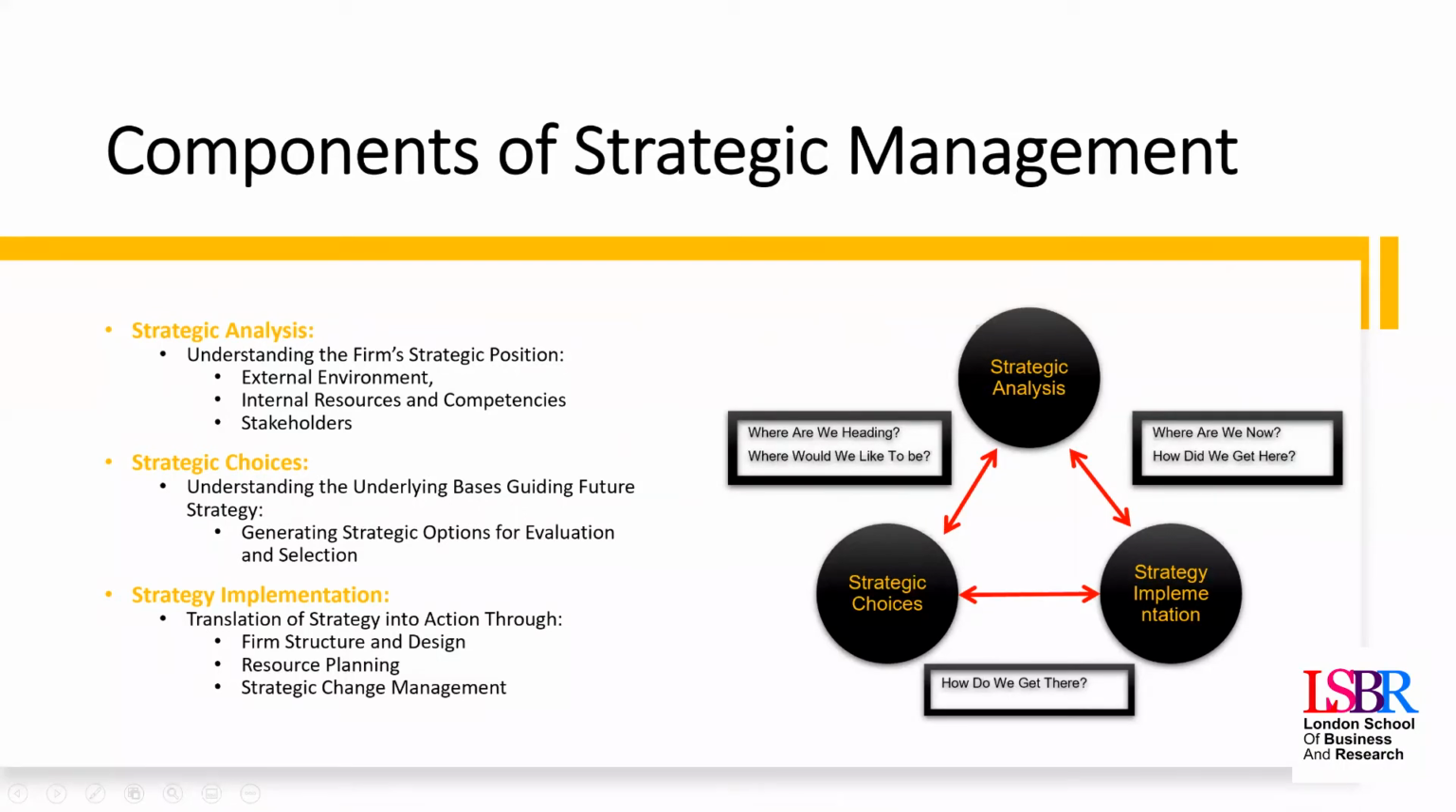Right, so let's break this down further. These are what we call the components of strategic management. So there's 3 core components. Let's start with strategic analysis. So what is strategic analysis? It's all about understanding the firm's strategic position. How do you do that?